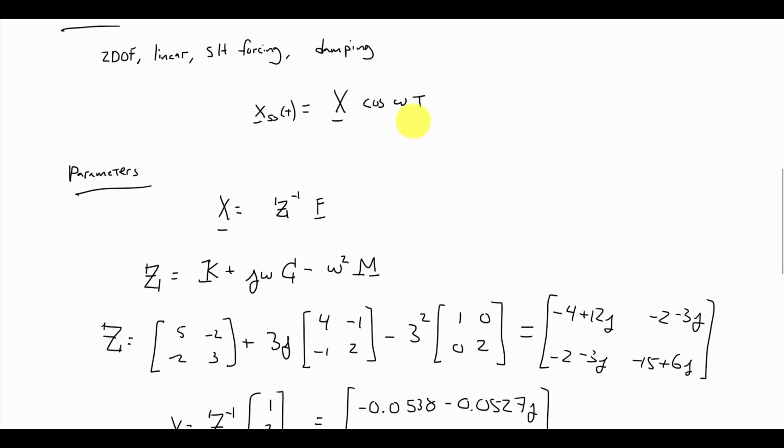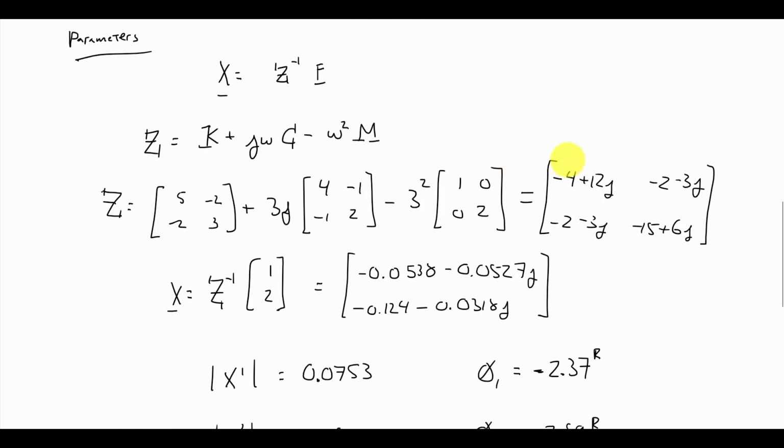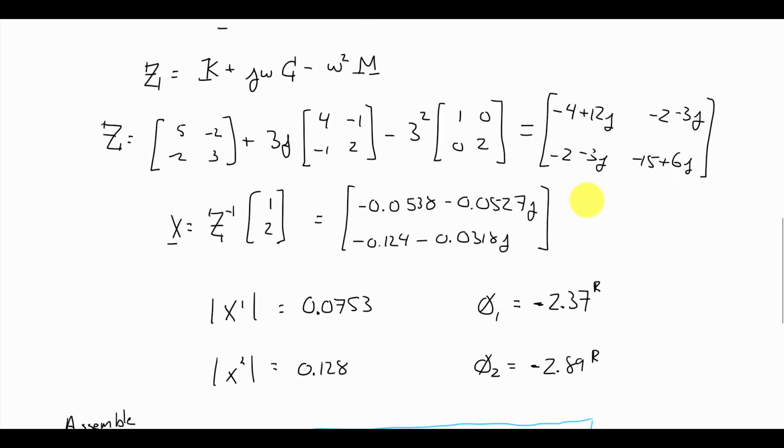So in this form, we can find that impedance matrix by calculating it using the M, the C, the K matrices. Z is, in this case, complex because C is not a zero matrix. We do have damping here. Z being complex then means that that X vector is complex as well.